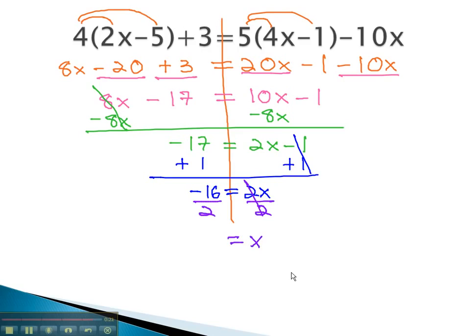In this problem, the x is representing the number negative 8. We found that solution by first simplifying by distributing and combining like terms, then moving the variable to one side of the equation by moving the smaller one, and solving the resulting two-step equation.